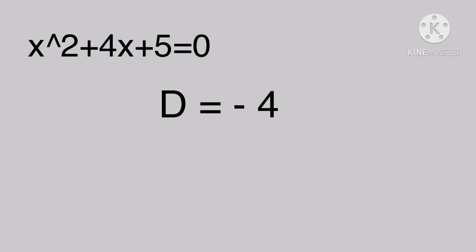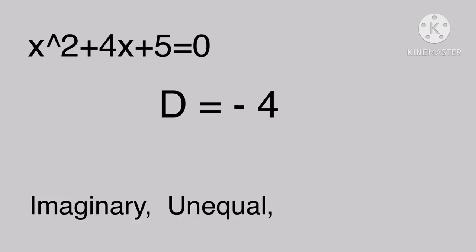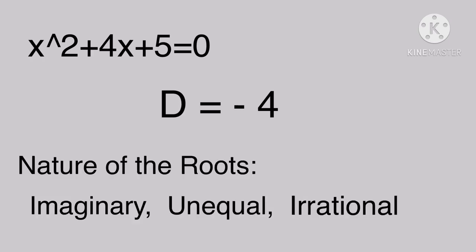As we can see, the obtained discriminant has a negative sign, which means that the value of the discriminant is less than 0. And as we discussed, when the discriminant is less than 0, the nature of the roots of a quadratic equation are imaginary, unequal, and irrational. So we now have both the discriminant and the nature of the roots of the quadratic equation x squared plus 4x plus 5 equals 0.